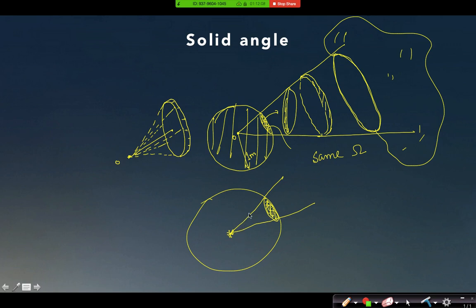And what is the total solid angle? Can you tell me the total solid angle subtended by this closed surface? 4 pi. How? Because if I have to find the total solid angle, then I have to find the total area of the sphere of radius 1 meter. And what is the total area of a sphere of radius 1 meter? 4 pi. So you have to understand that the total solid angle around any point is 4 pi.